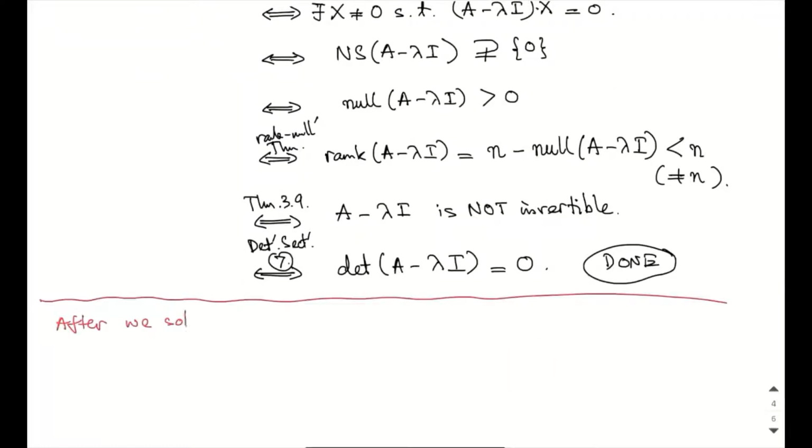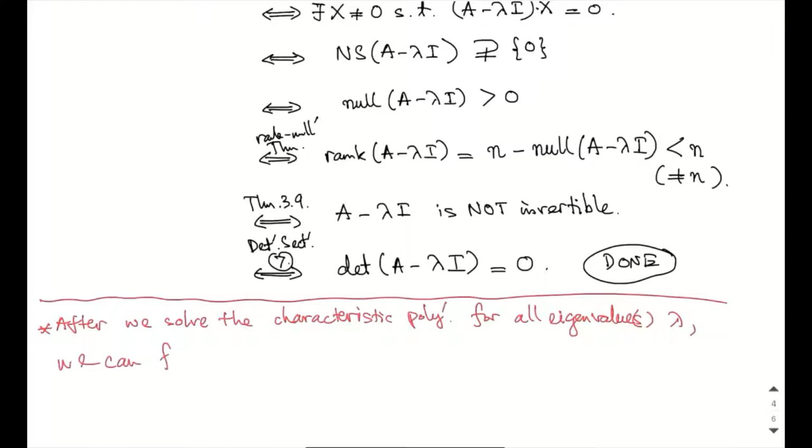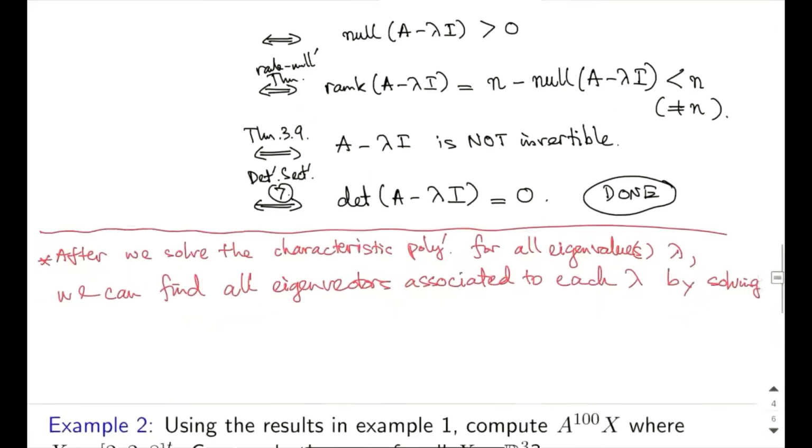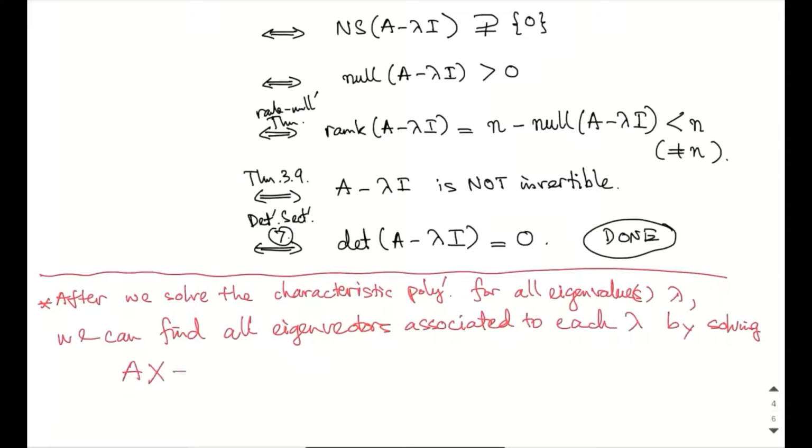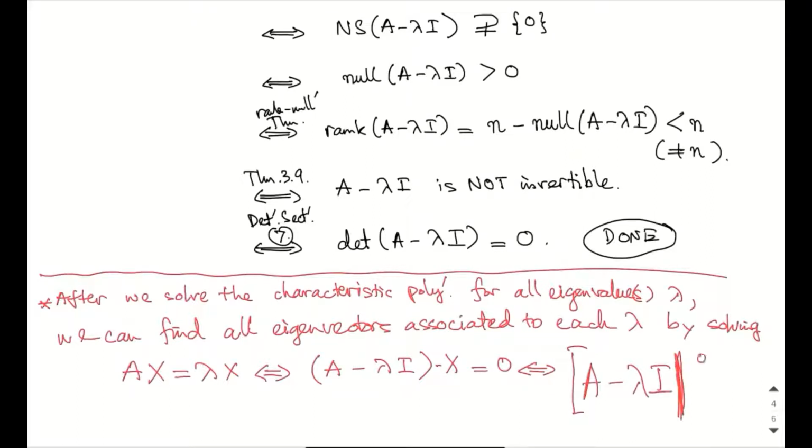After we solve the characteristic polynomial for all eigenvalues lambda, we can find all eigenvectors associated to each lambda by solving the following system of equations. Ax equals lambda x, which we now know is equivalent to A minus lambda I times x equals 0. This is the matrix A minus lambda I, and the right-hand side will be all zeros.